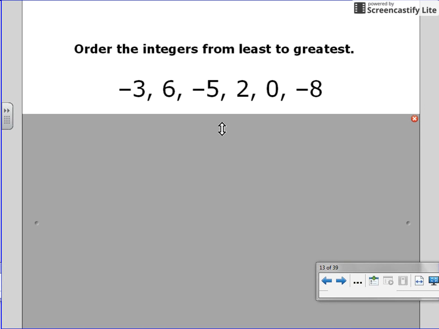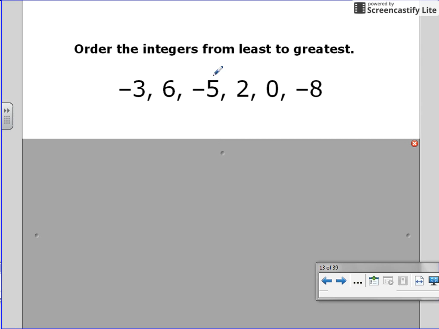Okay, Smarty, you got the hang of this now. Let's see if you can put these numbers in order from least to greatest. Here's our list. Well, I know 0's in the middle somewhere, and I have to find the most negative number first, and that is going to be -8. Then will come -5. Then comes -3. Then it'll be 0, 2, and finally, last but not least, 6.